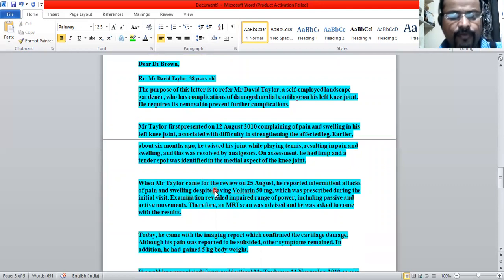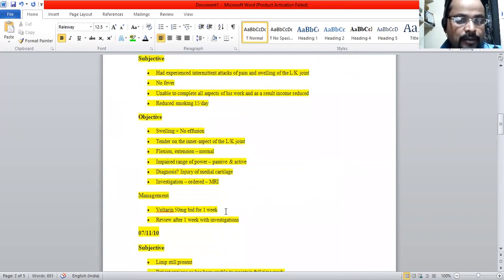When Mr. Taylor came for the review on 25 August, he reported intermittent attacks of pain and swelling despite having Oltarin 50 mg, which was prescribed during his initial visit to us on 12th August. Examination revealed impaired range of movement, including passive and active movements, that we have seen there. Therefore, an MRI scan was advised. I can say it clearly, it is ordered, because it was given as ordered there. And he was asked to come with the results. This is what you can see up to that point.